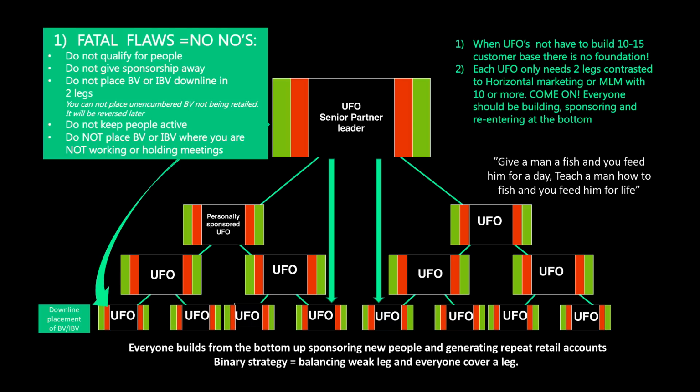Fatal flaws or no-nos: do not qualify for people, do not give sponsorship away, do not place BV or IBV downline in 2 legs, because all that does is end up causing somebody else to earn without contributing anything. And you cannot place unencumbered volume or BV anyway. It has to be retailed. It will be reversed later if it isn't. When it's done in 1 leg, it isn't as much of an issue. There's less vulnerability, there's less risk, and you can still accomplish what you want to accomplish.